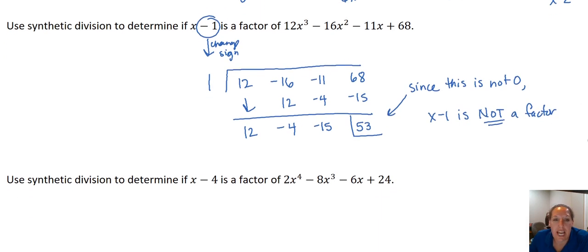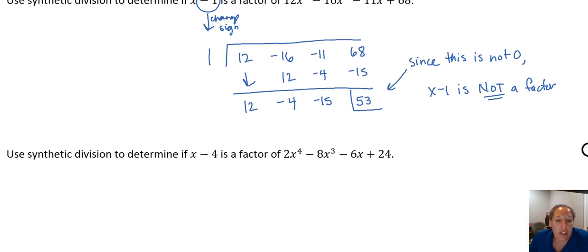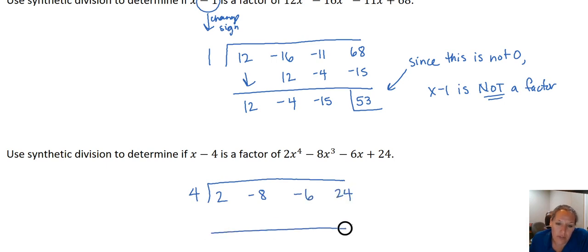All right, we're going to do the exact same thing to determine if x minus 4 is a factor of 2x to the fourth minus 8x cubed minus 6x plus 24. So again, we're going to change our sign. x minus 4 is going to give us a positive 4. And then our coefficients are 2, negative 8, negative 6, and 24.